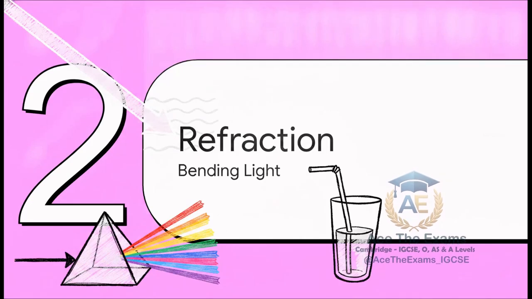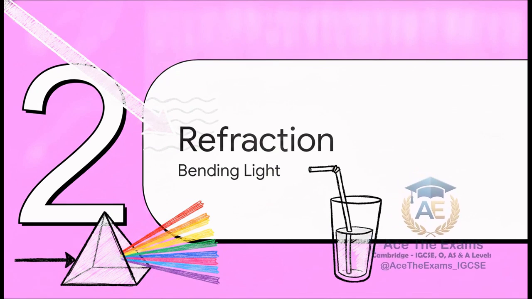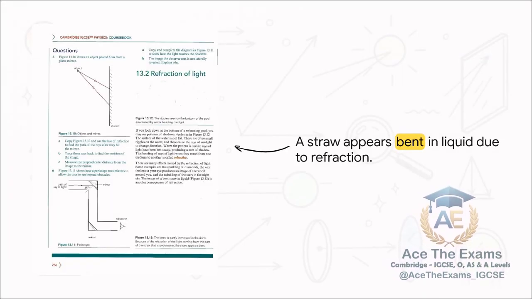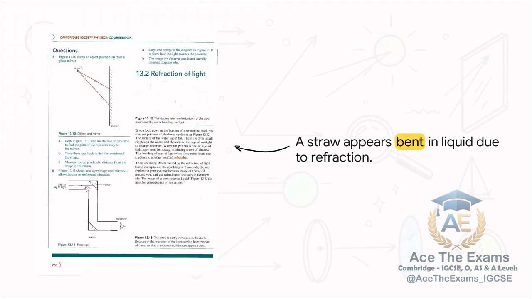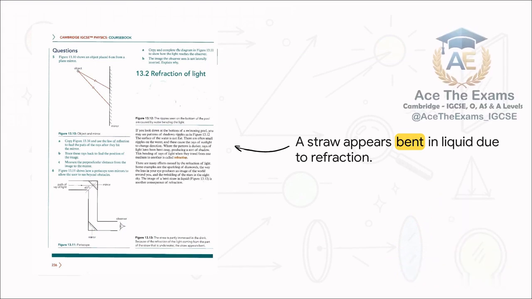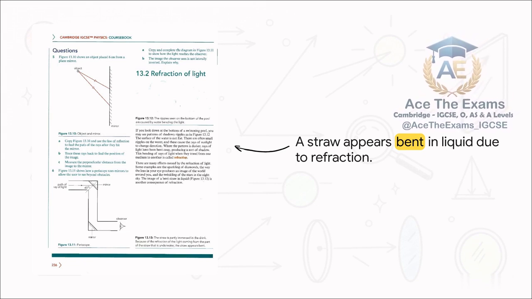Moving on to Section 2, refraction. What happens when light doesn't bounce off a surface, but actually passes right through the boundary into a totally new medium, like water? Well, when light travels from one medium to another, it actually changes speed. And if it hits that new boundary at an angle, that sudden change in speed causes a change in direction. This bending of light is called refraction.